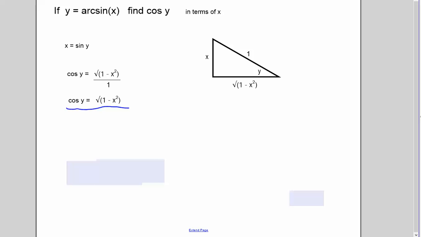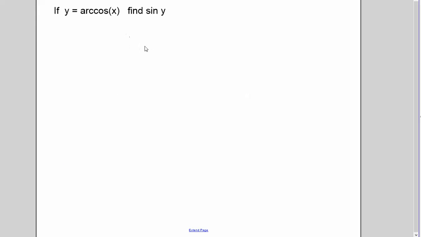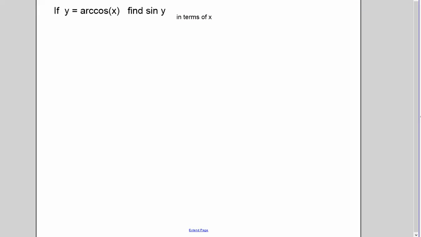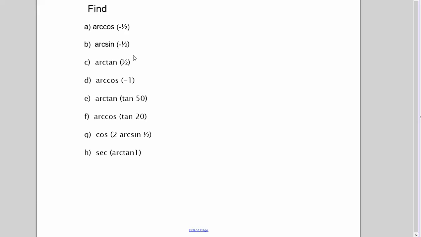Now for homework, I would like you to do a similar thing, but this time, if y equals arc cos x, can you find sine of y? And I'm going to add to that, can you find sine of y in terms of x? And secondly, for homework, I'd like you to find arc cos of this, arc sine of this. So just using the arc sine, arc tan, arc cos, I'd like you to answer these questions. I'd like you to hand those in the next lesson.